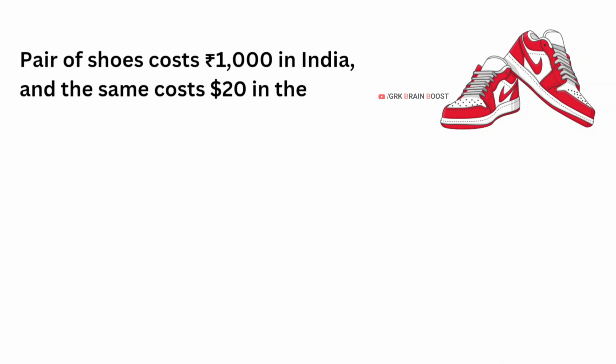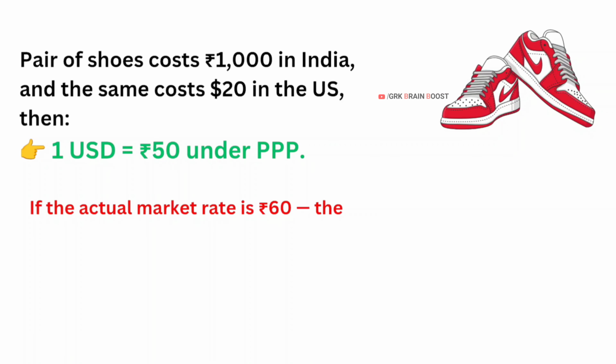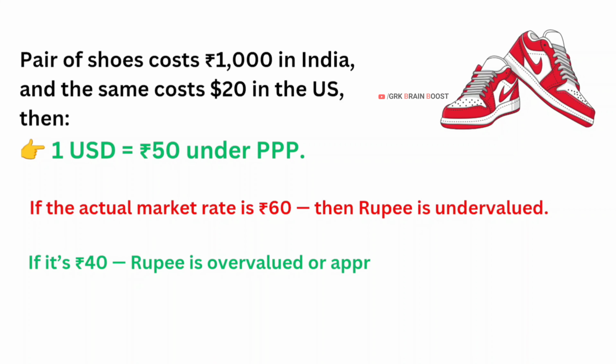So if a pair of shoes costs rupees 1000 in India, then the same should cost $20 in the US. Then 1 USD is equal to rupees 50 under PPP. If the actual market rate is 60 rupees, then the rupee is undervalued. If it is rupees 40, the rupee is overvalued or appreciated.